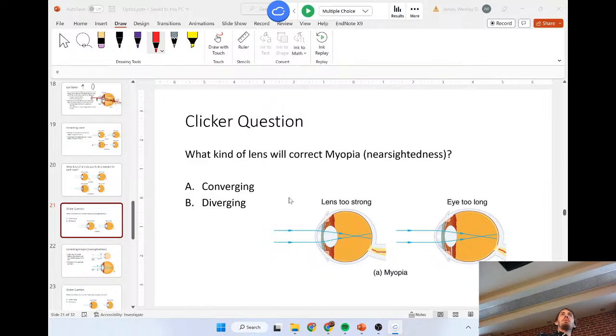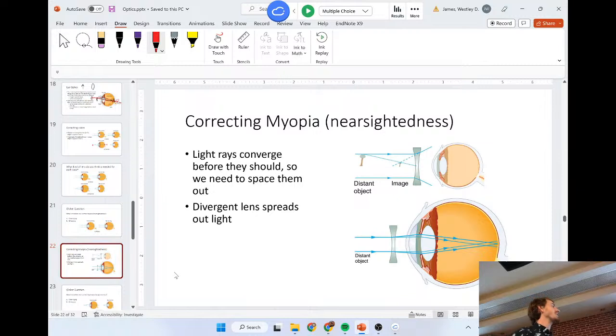So the key to this problem is looking at the next slide, which has the answer, or just thinking through it. I already have a picture that shows it, and I purposely have this because it'd be harder for me to draw. If they're converging too soon, why don't we just spread them out a bit? You're going to use a diverging lens. That diverging lens will spread them out, so now they'll converge a little bit later on where we want them to.